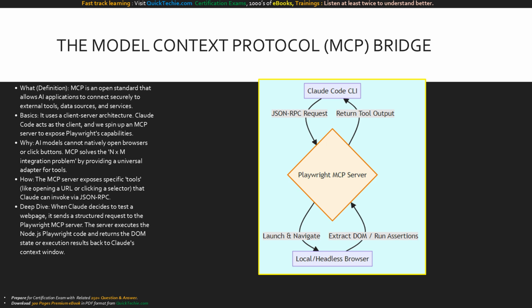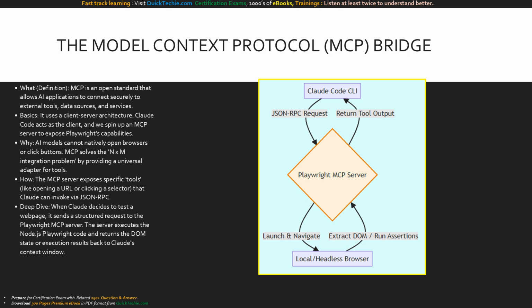How it works is that the Playwright MCP server exposes browser commands as tools. In our deep dive, we see the true power. Claude sends a structured JSON request to the server, which runs the actual Playwright automation, and then returns the result, like a success message or a stack trace, directly back into Claude's working memory.